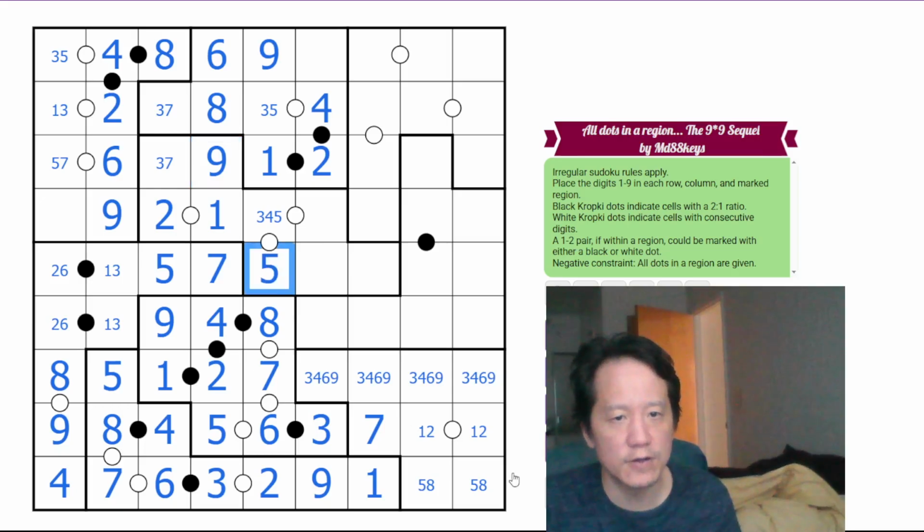This can't be 5. Cannot be 5. So this is 3 or 4. We know one of these is 4. This can be 2 through 6 to be consecutive with 3 or 4. But it cannot be 2, 3, or 4, so this is 5 or 6. If this is 5, this has to be 4. If this is 6, this has to be 5. So this cannot be 3.